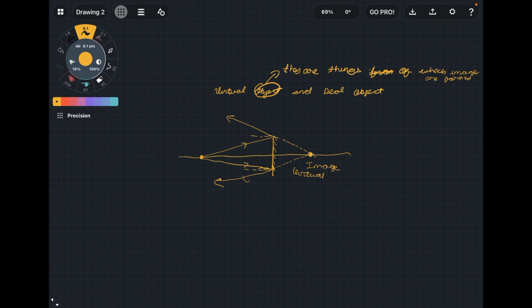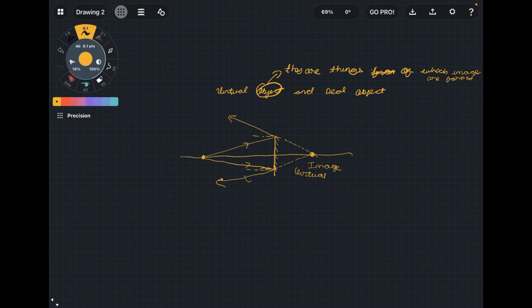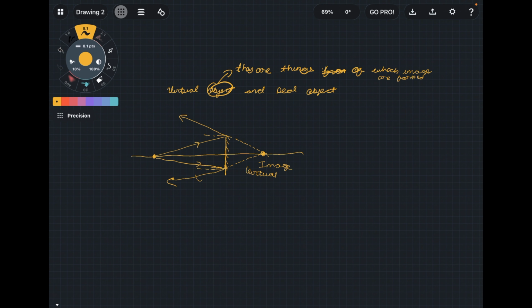Now, if we think about this intuitively, since an image is the point of convergence, the point at which reflected rays meet, then logically an object should be the point at which incident rays meet. And if you were to think that, you would be absolutely right because that is exactly what objects are.